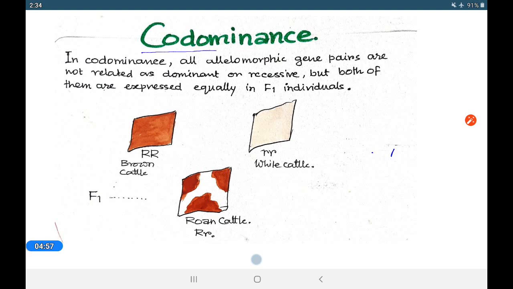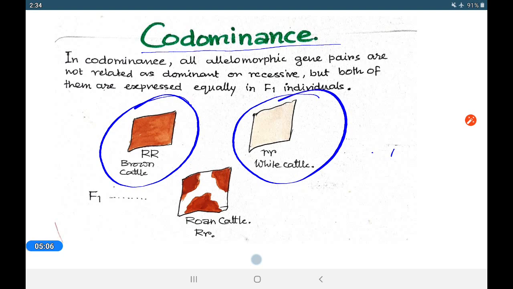Next one, codominance. In codominance, look here. Here it is in the case of cattle, brown color and white color. In the F1 generation, a new character will not form, but both characters will form. That is why the word codominance is used, for both characters. So we can see this type in cow, cat, dog. The patches are there in the body.